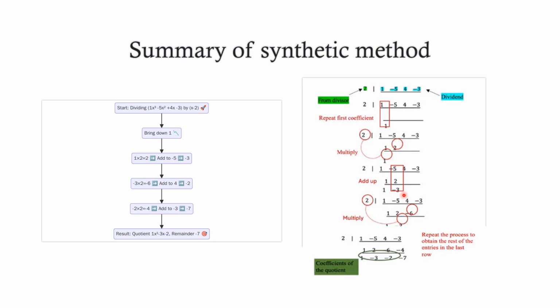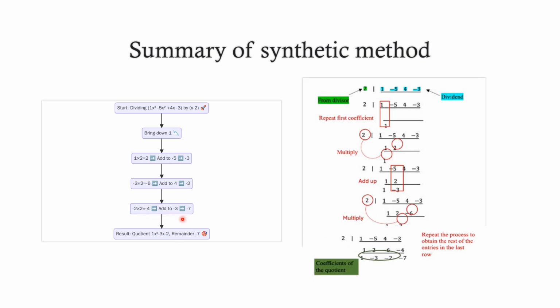Good. After that, minus 3 times 2 will give us minus 6. Minus 6 will be written under the next coefficient, that is 4. Then add them. So 4 plus minus 6 will give us minus 2. Have you seen it? Then 2 times minus 2 will give us minus 4. So the operation is being done here. So minus 2 times 2 is minus 4.